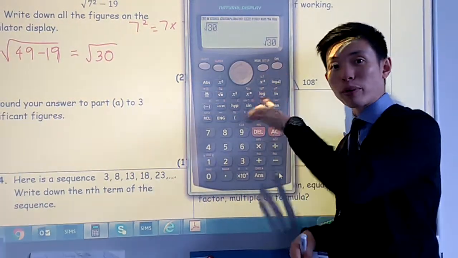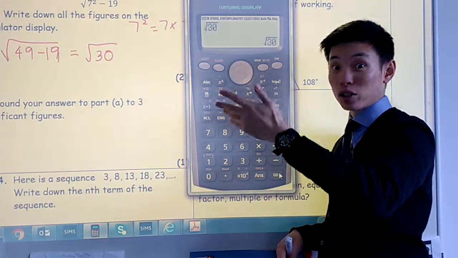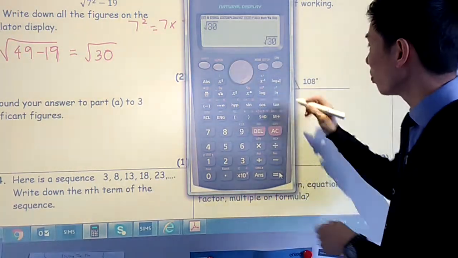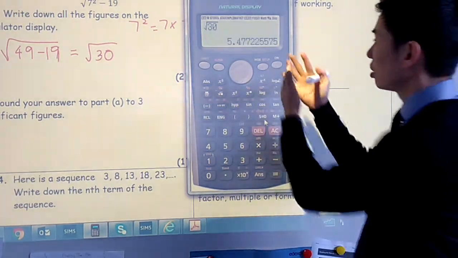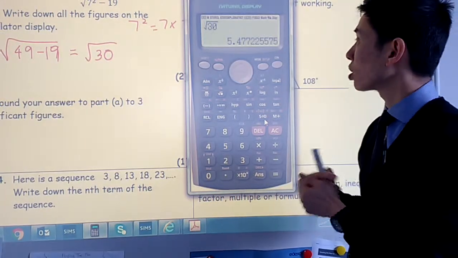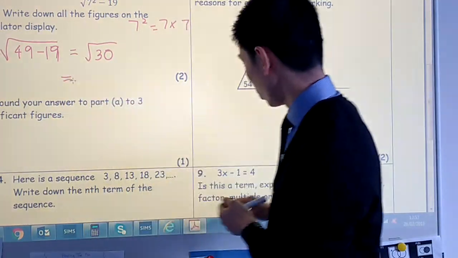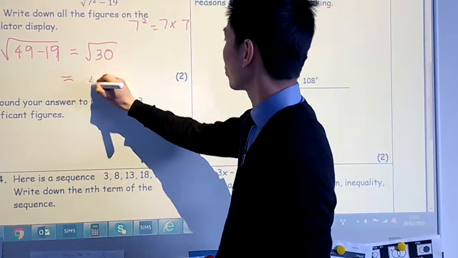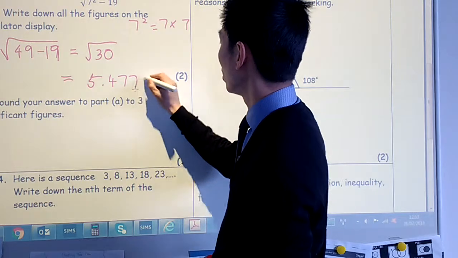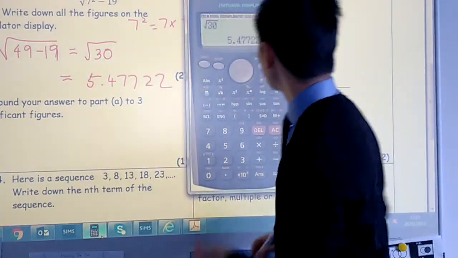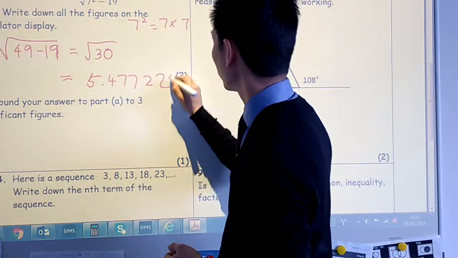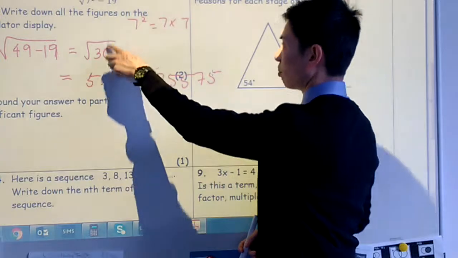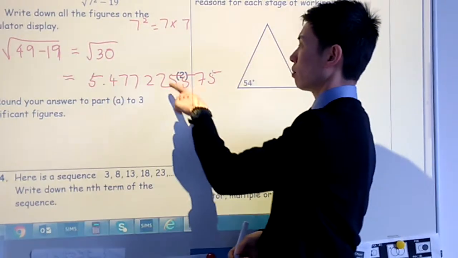So most students from test 1, and in fact test 2 as well, just copy their answers. Okay, but you have to write that in long normal numbers. So if you just write down all the figures, 5.47722, and then 5575. Done. Okay, that's 1 mark for doing that, and 1 mark for doing that.